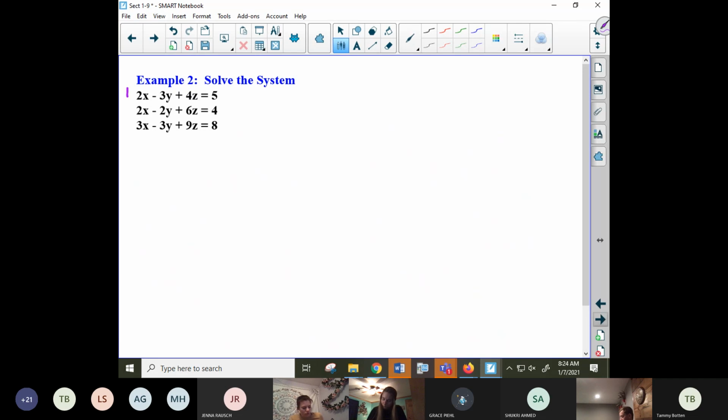So again, if I think of this as 1, 2, and 3, I'm going to look at my numbers in front of my x's, my numbers in front of my y's, my numbers in front of my z's, and think about which ones look like they have good numbers to work with. And in this one, I'd probably pick my x's, okay? So I'm going to pick 1 and 2, and I'm going to eliminate my x.